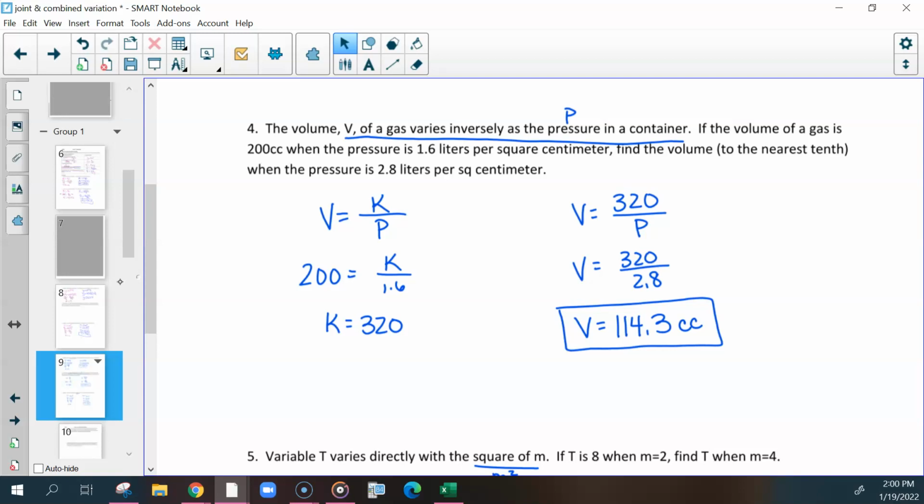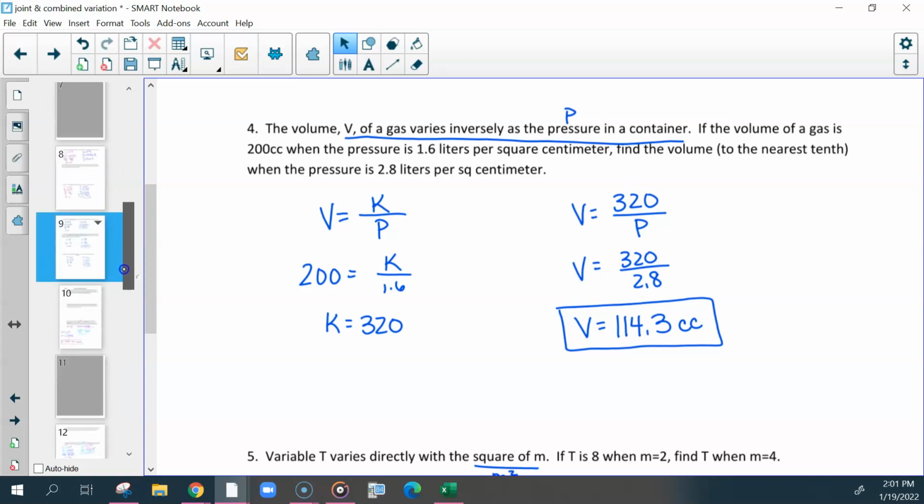So this one was just varies inversely. Set it up like the normal equation, find your k, and then for everything else to find d. As I mentioned before, these are on Canvas, so you can find those there as well. So don't feel like you have to write all of these down right now.